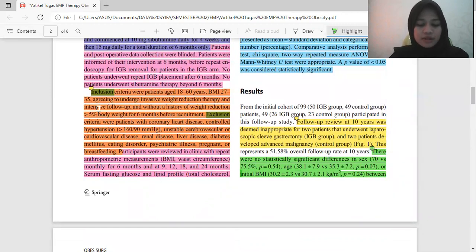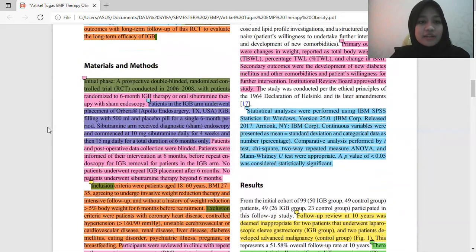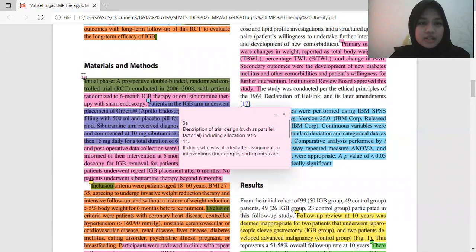So number 11A is: if done, who was blinded after assignment to intervention, for example, participants, care providers, those assessing outcomes, and how. We can see number 11A in here: a prospective double-blinded randomized controlled trial (RCT). So number 11A is available.